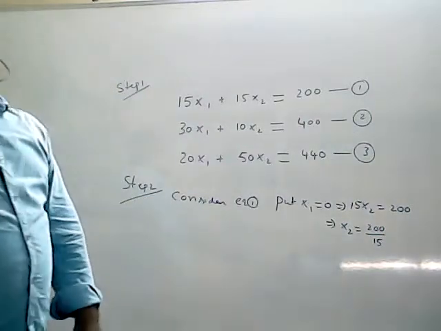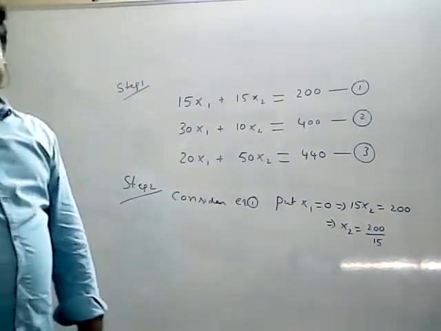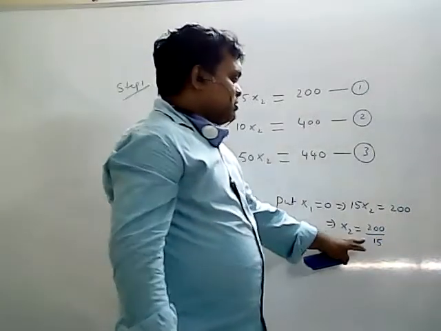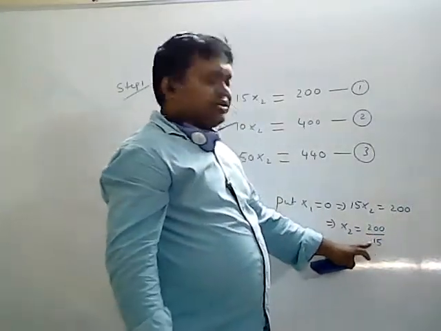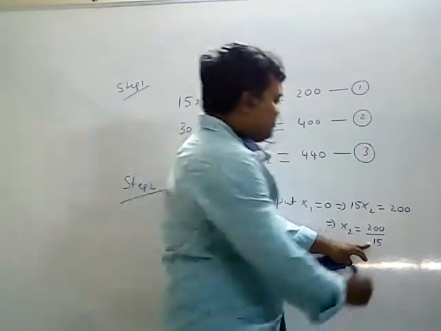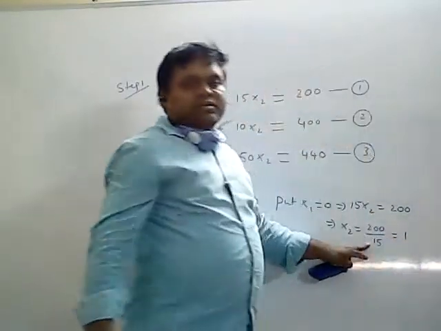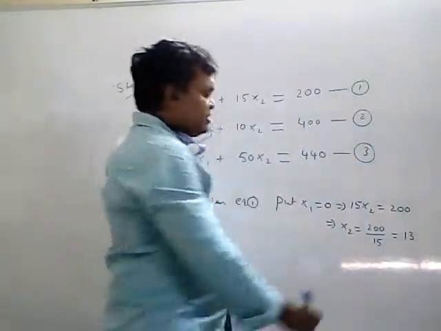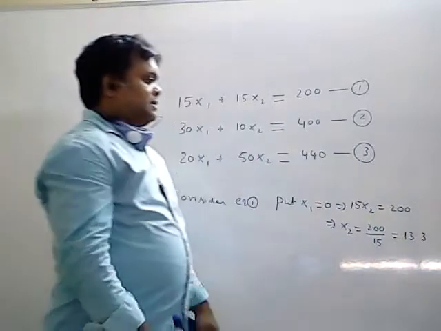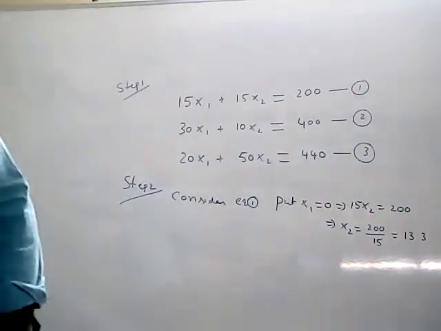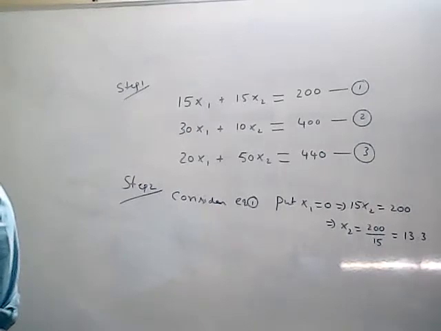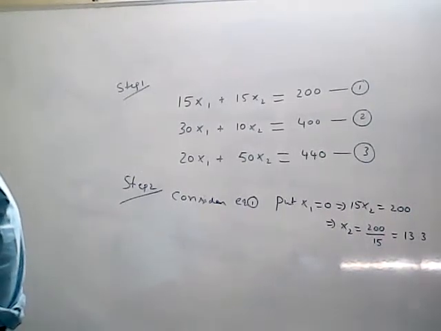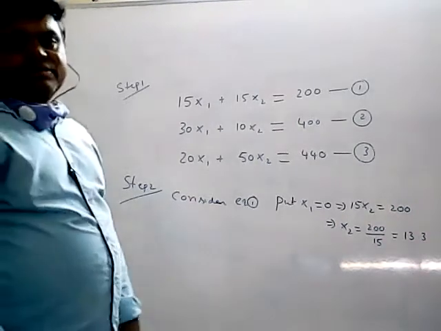You can use a calculator if you want. 15 ones are 15, 15 threes are 45. 200 by 15, if you have a calculator, you can calculate that value. 200 divided by 15 gives 13.3. All of you will get 13.3.